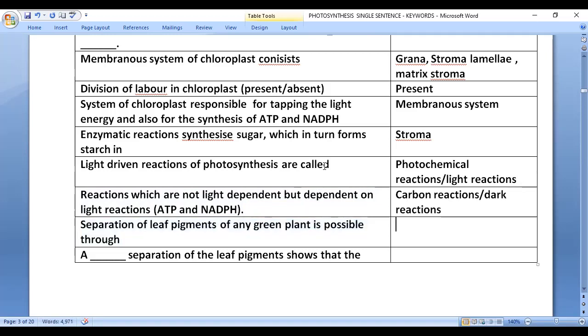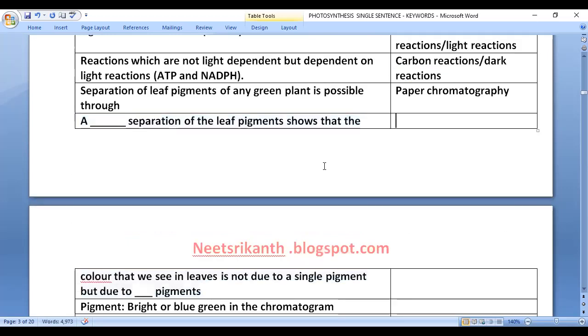Separation of leaf pigments of any green plant is possible through paper chromatography. A chromatographic separation of the leaf pigments shows that the color that we see in leaves is not due to a single pigment but due to four pigments.